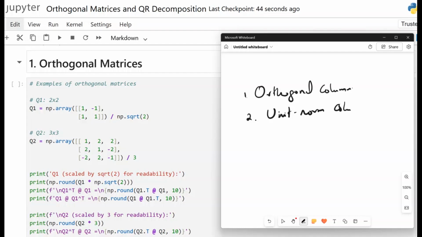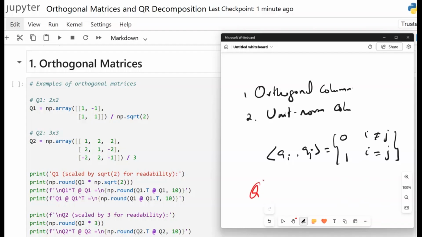So combining into one elegant equation, kindly approach, dear friends. Here the inner product of Q sub i and Q sub j equals 0 when i is not equal to j, or 1 when i is equal to j. Since Q transpose Q computes all pairwise dot products between columns, this means Q transpose Q equals identity. So this is profound.